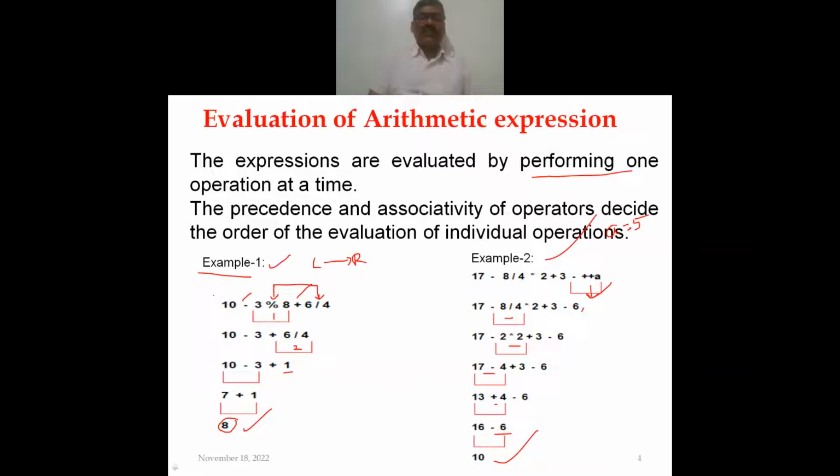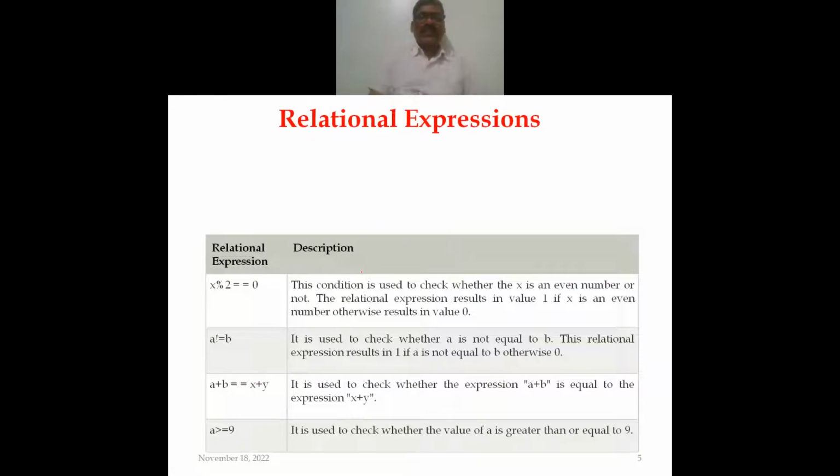While evaluating this arithmetic expression, these are the two important things we considered here: operator precedence as well as associativity of the operators. Associativity of operators will decide the order of evaluation of individual operators which have the same priority, either left to right or right to left, in what order it has to be evaluated.